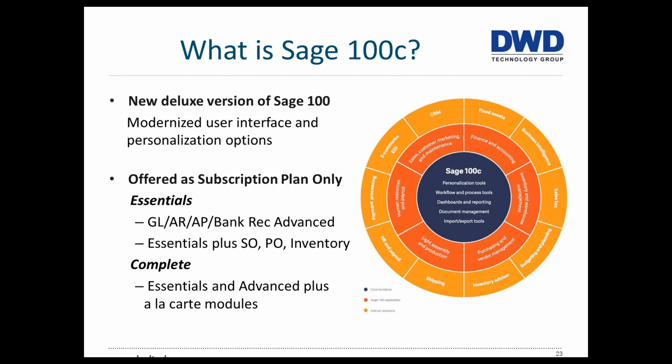The subscription plans look at the number of users that you have, and they base your maintenance on that. So if you look around at the rotating wheel, you can kind of see how the Sage 100C builds out with its capabilities based on core functionality and the additional add-ons for your specific experiences.